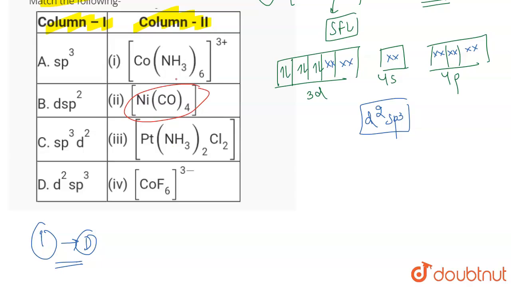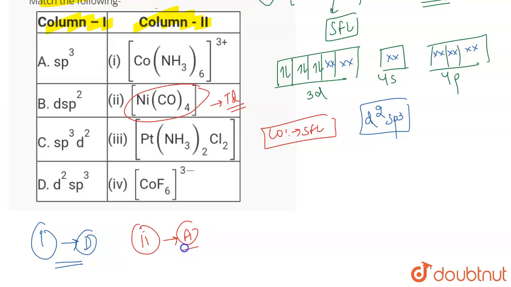Ni(CO)4 is an exception. Now, CO, carbonyl, is a very strong field ligand, but with nickel it forms a complex that shows sp3 hybridization and tetrahedral geometry. So this is one of the exceptions here. Otherwise, the trick that I told before is applicable. So this forms a tetrahedral complex and therefore shows sp3 hybridization. Therefore, second matches with A.